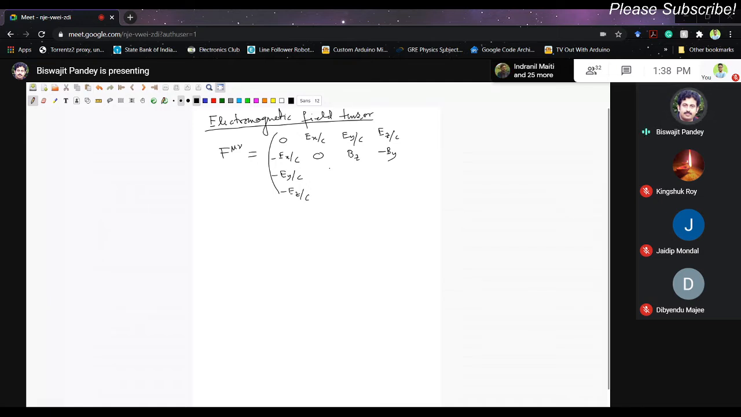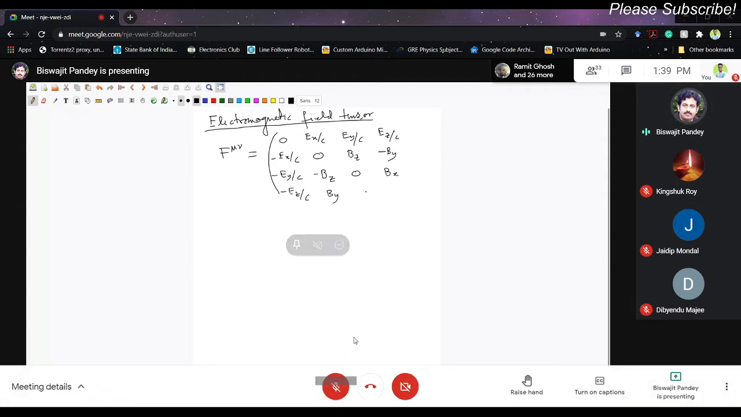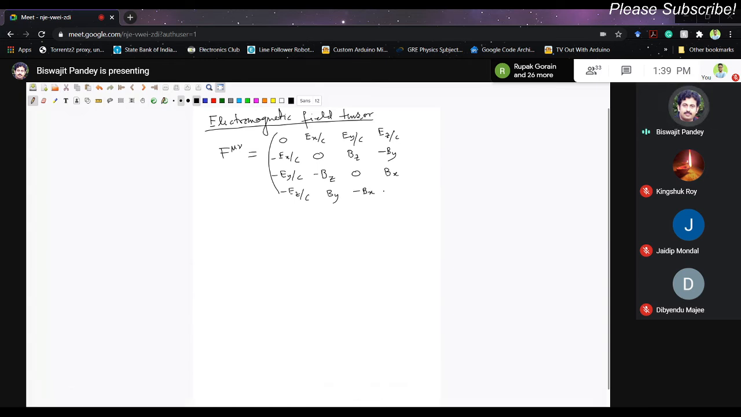If you go to Jackson's book, that doesn't use c, or some other books, this could be plus, this could be minus, this could be plus. So initially things may look different, but they're not different, because if you use the equations, they will yield the same result. And because it's antisymmetric, this will be Bx, minus Bx, and then this will be 0. Diagonal components will always be 0, because this is an antisymmetric tensor.